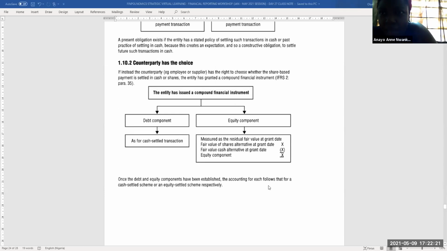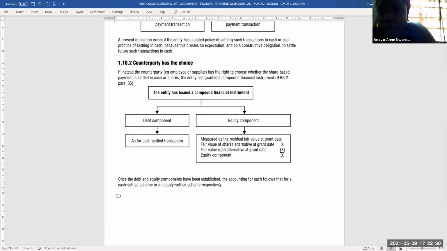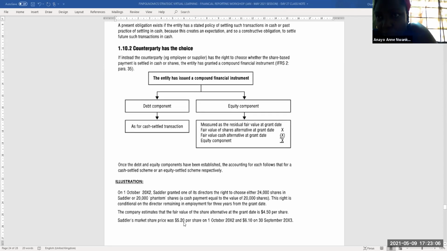Counterparty has the choice. If instead the counterparty, e.g. employee or supplier, has the right to choose whether the share-based payment is settled in cash or shares, the entity has granted a compound financial instrument, IFRS 2, paragraph 35. The entity has issued a compound financial instrument. We have a debt component and an equity component. For the debt component, we measure as for a cash settled transaction, then the equity component is measured as the residual fair value at grant date.